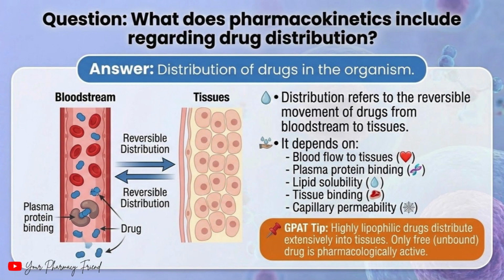What does pharmacokinetics include regarding drug distribution? Distribution. Distribution of drugs refers to the reversible movement of drugs from the bloodstream into various tissues. This process depends on factors such as blood flow to tissues, plasma protein binding, lipid solubility, tissue affinity, and the permeability of cell membranes. Only the free or unbound portion of the drug is pharmacologically active. Highly lipophilic drugs tend to distribute extensively into body tissues.